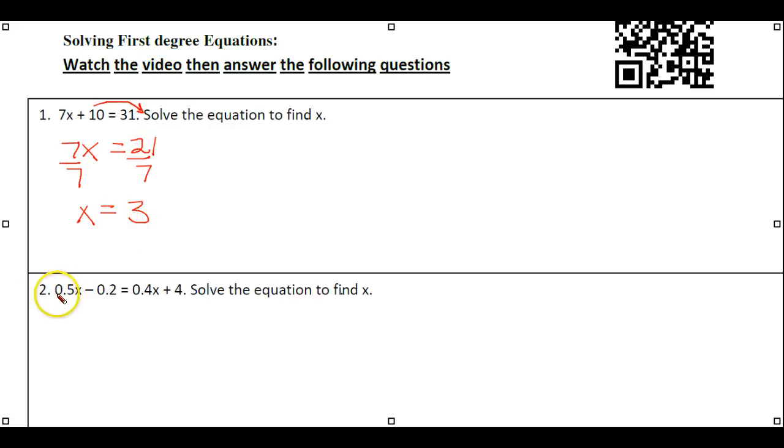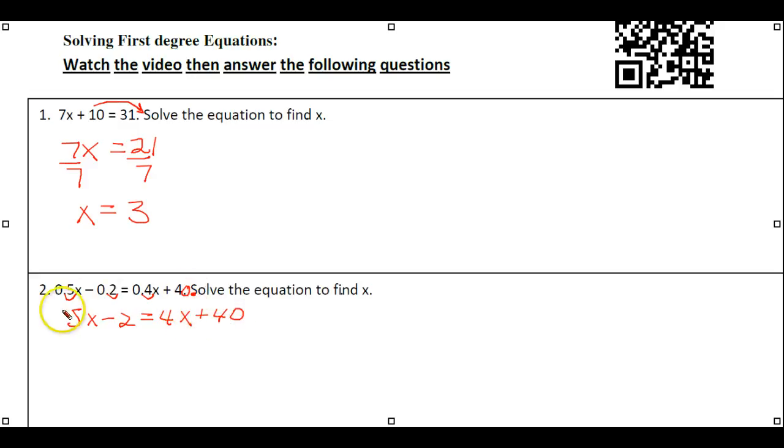Now for number 2, again, you might want to get rid of the decimals first by multiplying each term, and there are 4 terms altogether, by 10. So the shortcut is just move the decimal place over one place. And then we have to add a 0 here and move the decimal one place. So we'll give you a moment. Okay, so we've rewritten this. 5x minus 2 equals 4x plus 40.